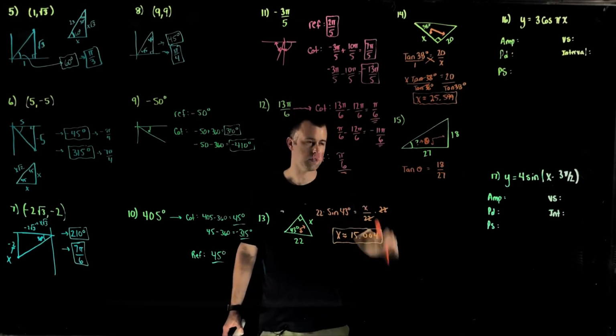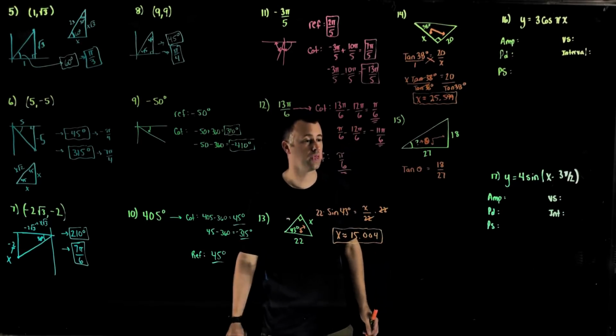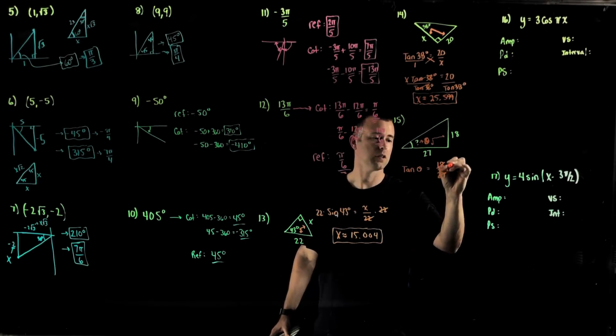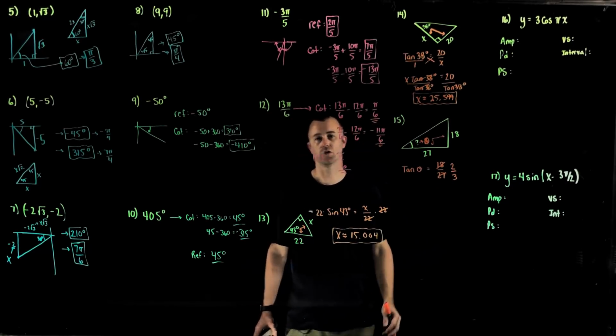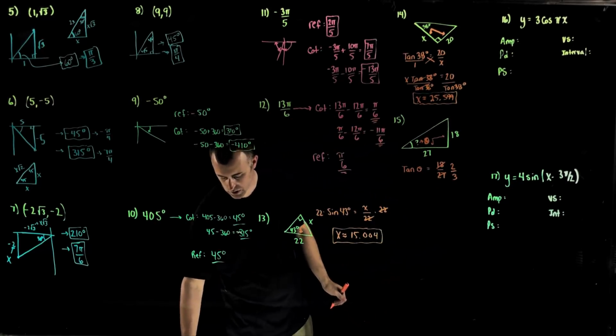I know 18 over 27 simplifies, and if you want to simplify it, go right ahead. Call it 2 divided by 3. So we have tangent of theta equals 2/3. Now the question is, what the heck do we do now?